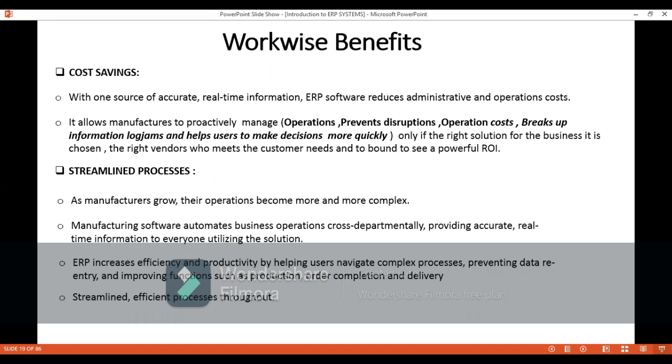So when it comes to work-wise benefits, cost saving: with one source of accurate real-time information, ERP reduces administration and operation costs, right? Working together in an environment where we have integrated information, you will be able to manage your operations, prevent any disruption, and break up the information.